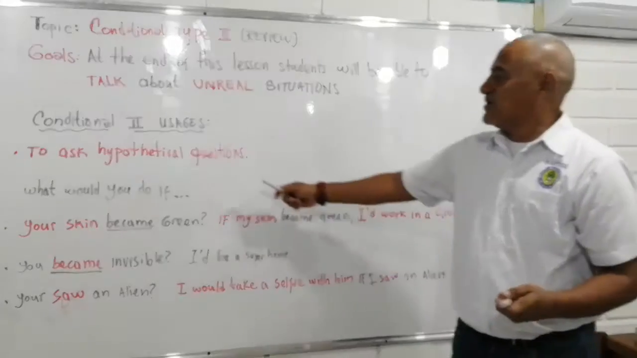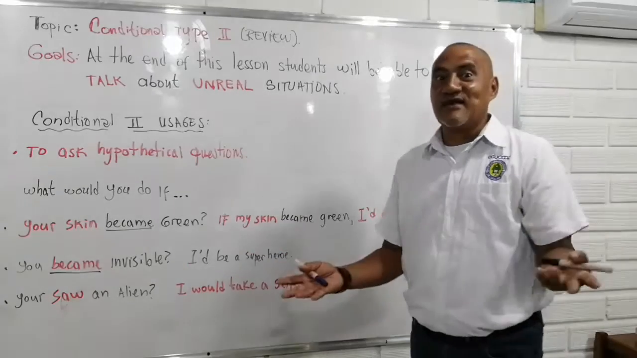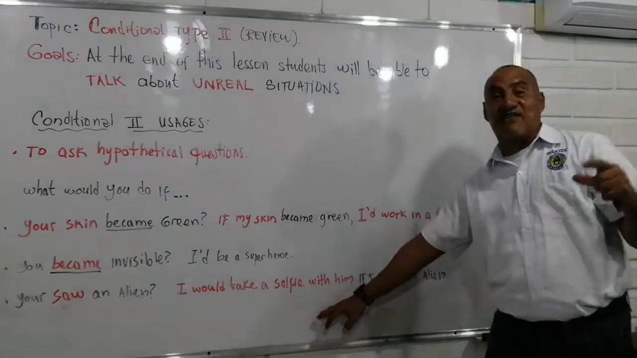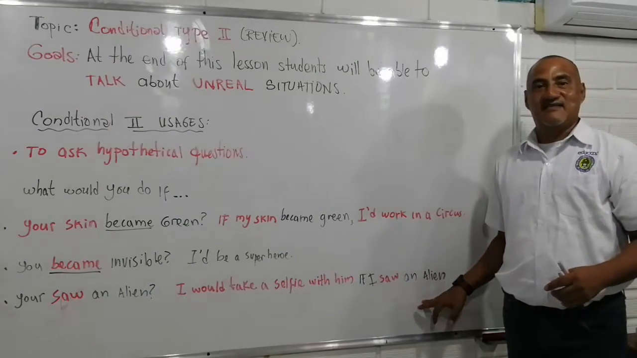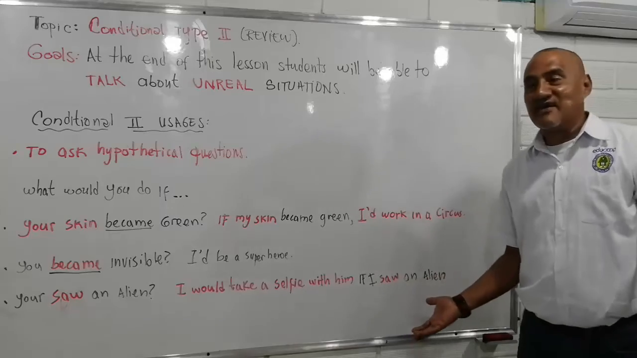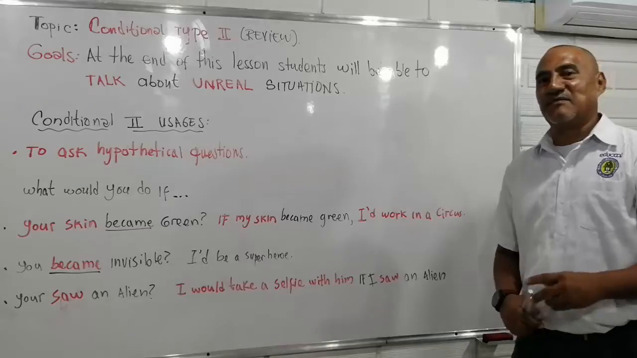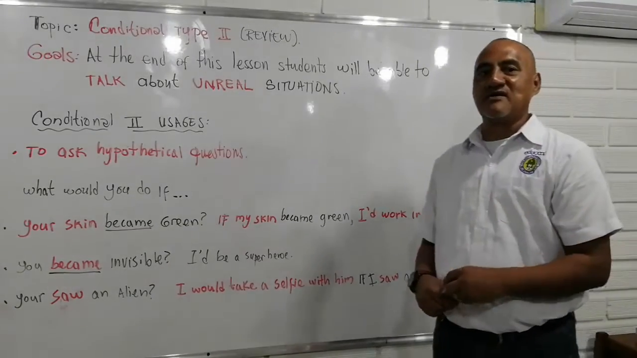And finally, what would you do if you saw an alien? E.T., yes? Si usted ve un extraterrestre. Then I would take a selfie with him if I saw an alien. Alright, me tomaría una selfie con él si viese un extraterrestre. Then this is the second application: hypothetical questions. Stay tuned for the other two uses.